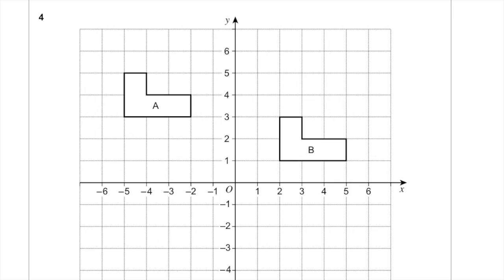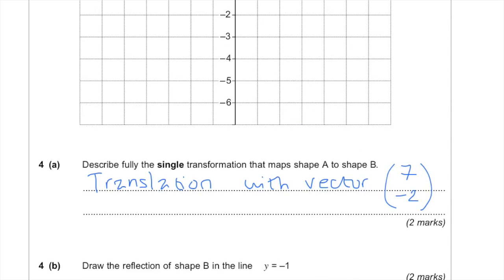Now we can see if we pick this point over here, it's moved 1, 2, 3, 4, 5, 6, 7 places along, and then it's moved 1, 2 places down to get to that point there. To ensure that we get both marks, we need to say that a translation has taken place with vector 7, minus 2, i.e. shape A has moved 7 places along and 2 places down.